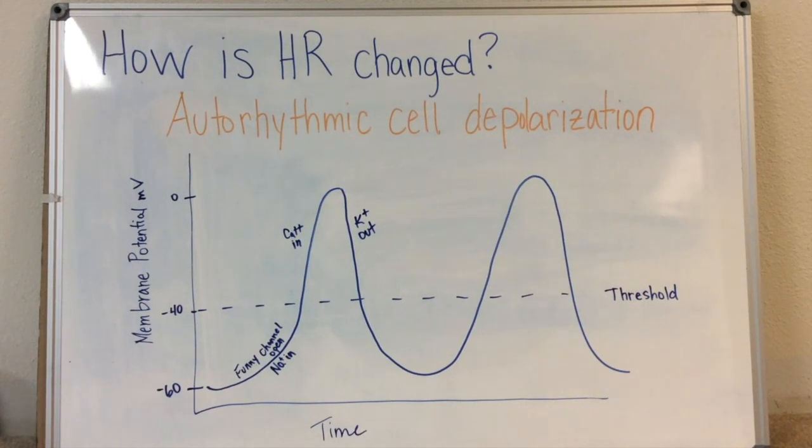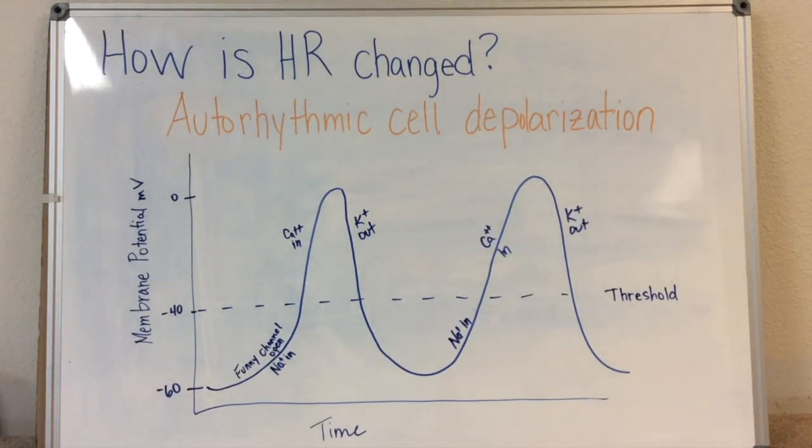The -60 triggers the voltage-gated funny channels to open and repeats the cycle of sodium rushing into the cell, calcium channels opening, allowing calcium to rush in, generating the action potential. Once peak membrane potential is reached, the potassium channels open and reestablish resting membrane potential.